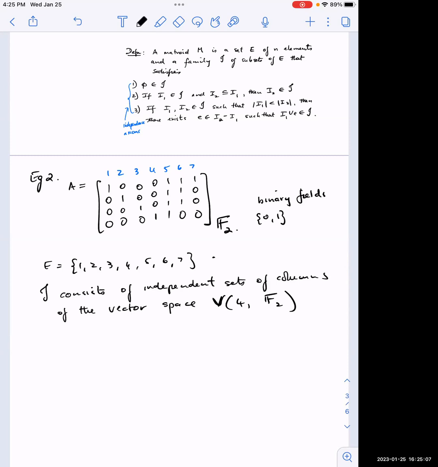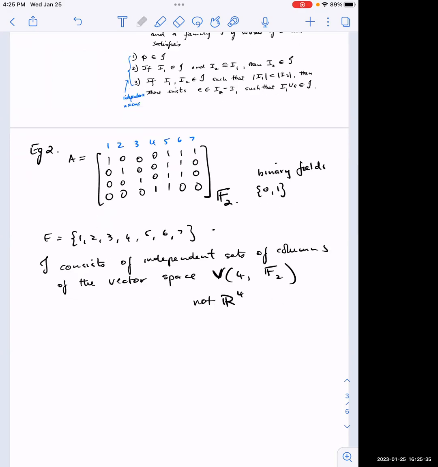So it's not R4, it's a finite field. But the arithmetic and the concepts of independence carry over from your typical R^n straight over to the binary fields and actually all finite fields.